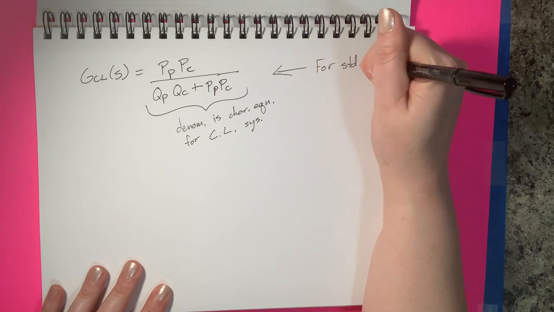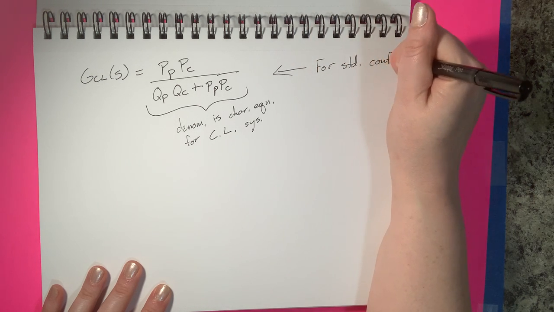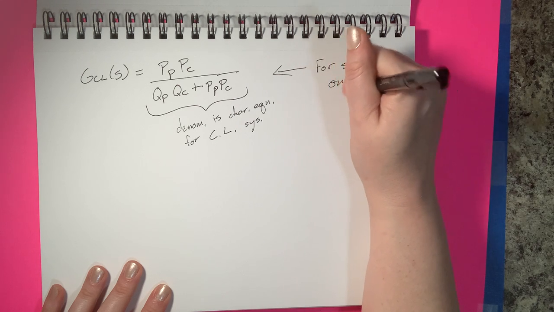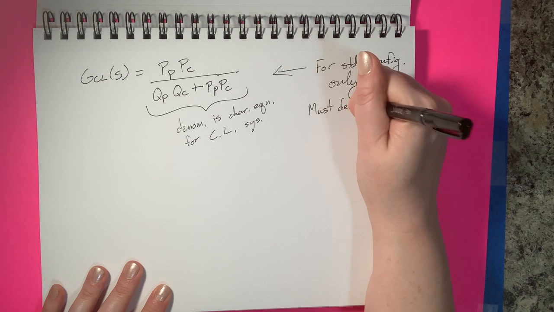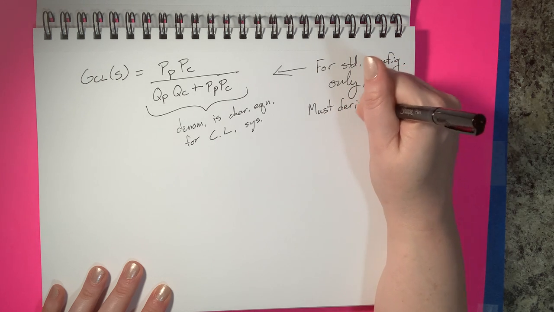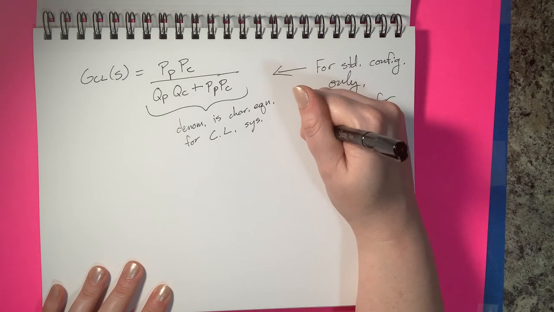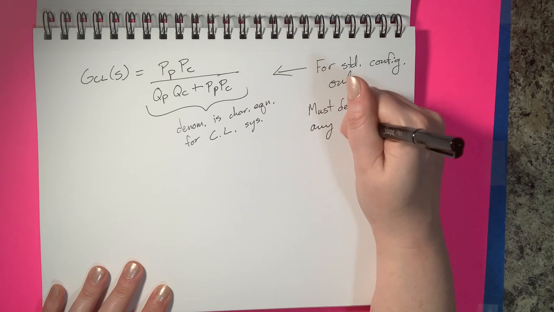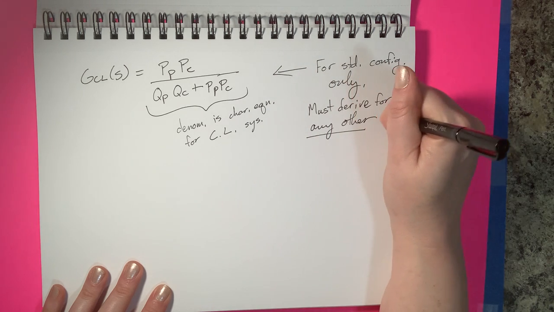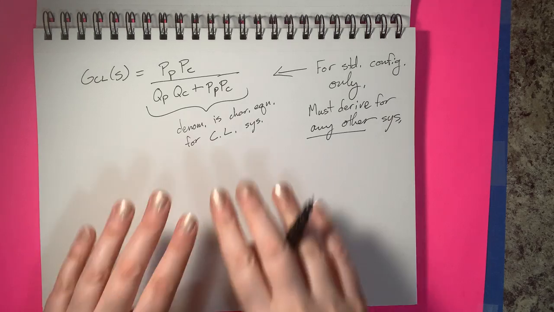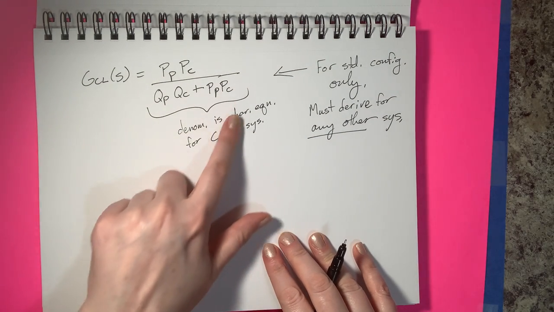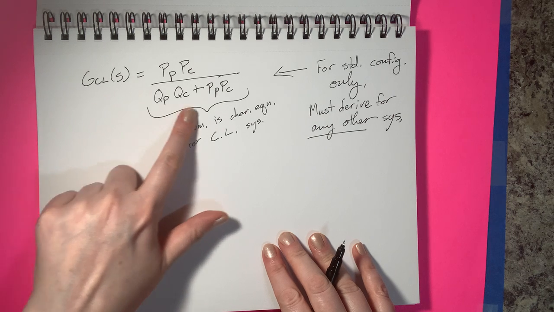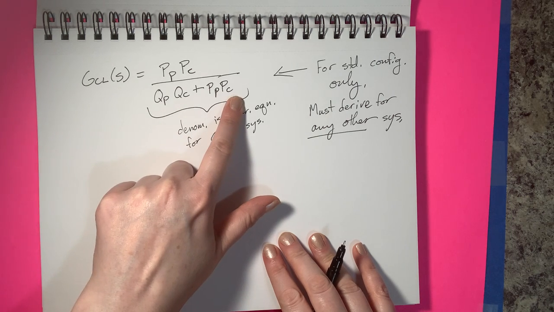For the standard config only. You must derive it for any other system. Okay? So, two things I really want you to be aware of. This is useful. The characteristic equation is the denominator.